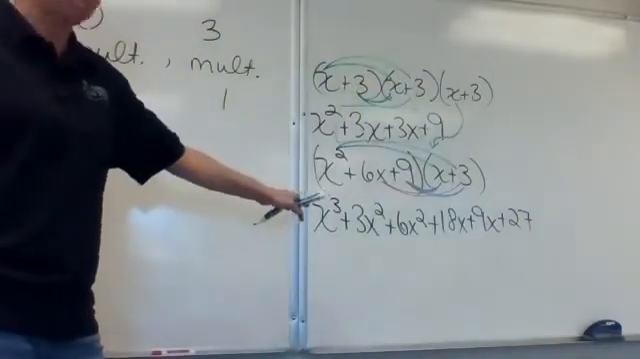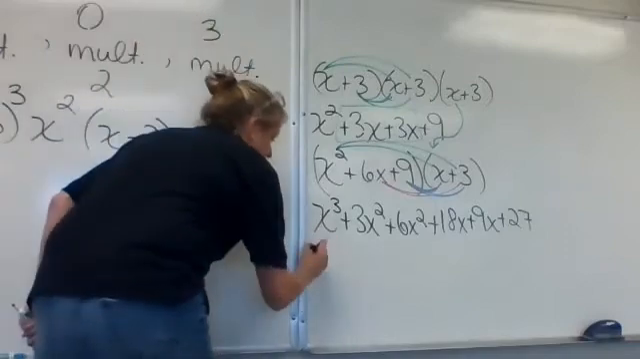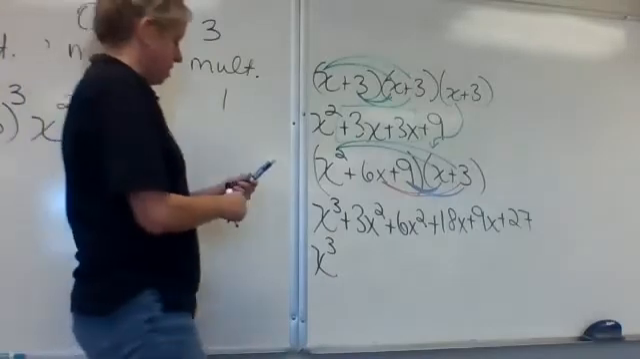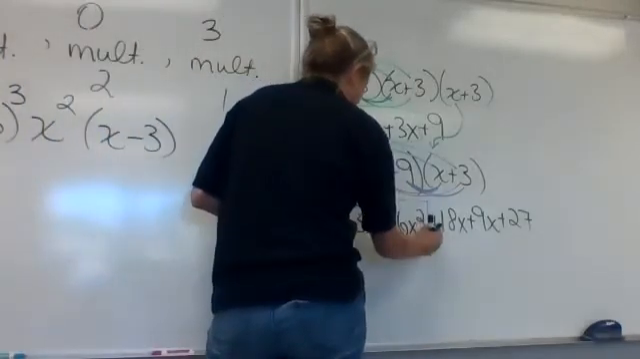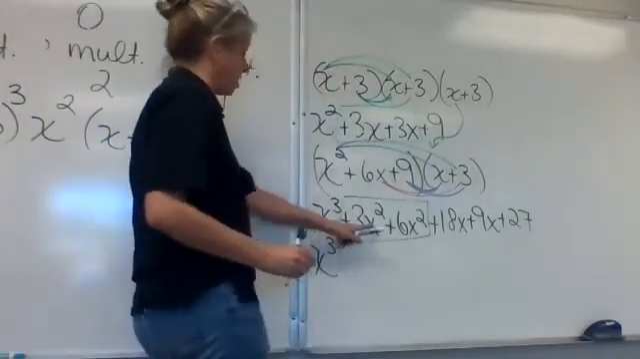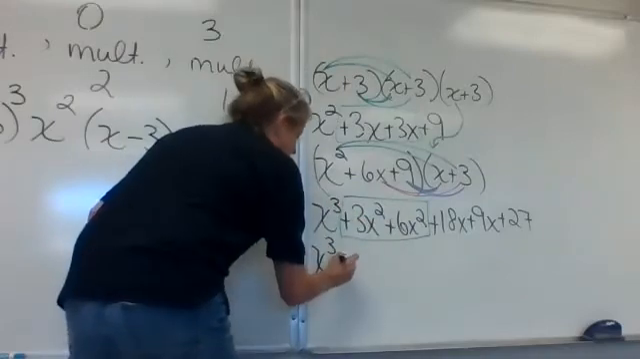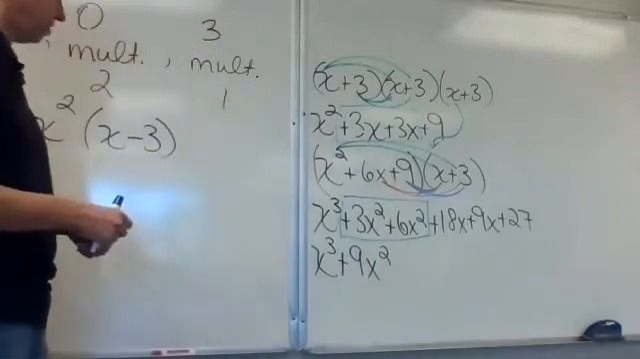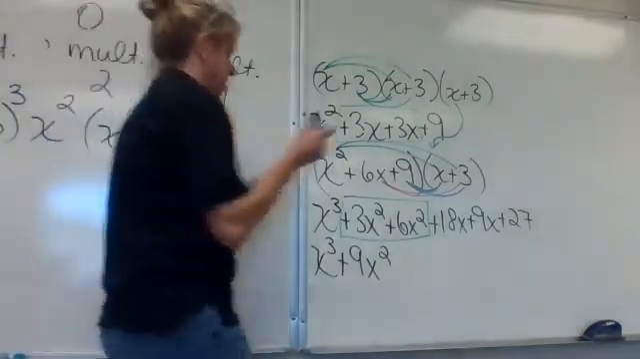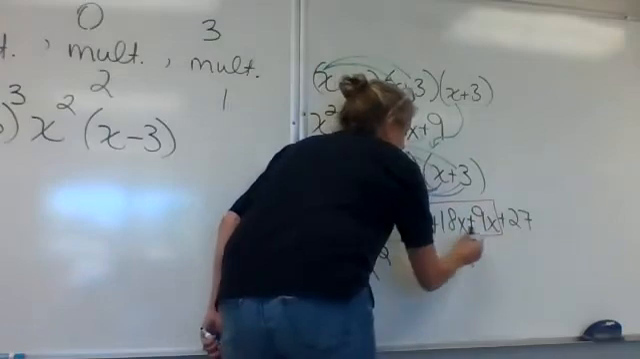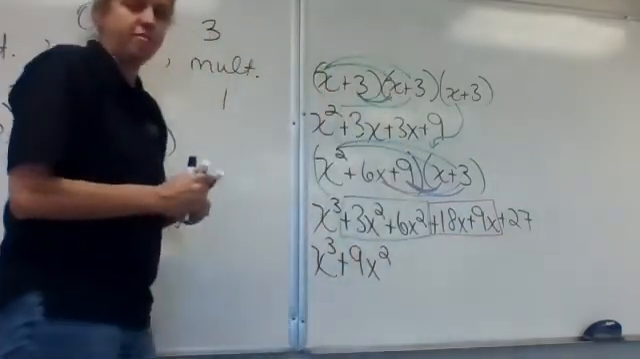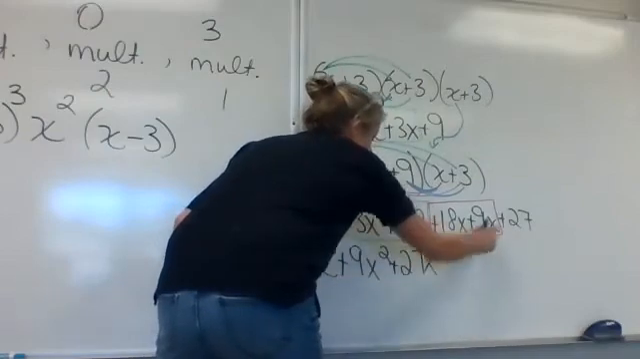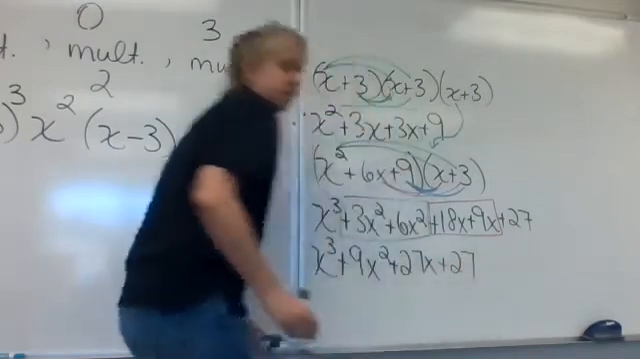So let's clean this up. No other thirds, so I'm just going to bring down my x to the third. But what about these squares? I can put my squares together. I actually have 3 here and 6 there, so that gives me 9 of them. And then I can put my x's together. I've got 18 and 9, so all together I have 27x. And bring down my plus 27.